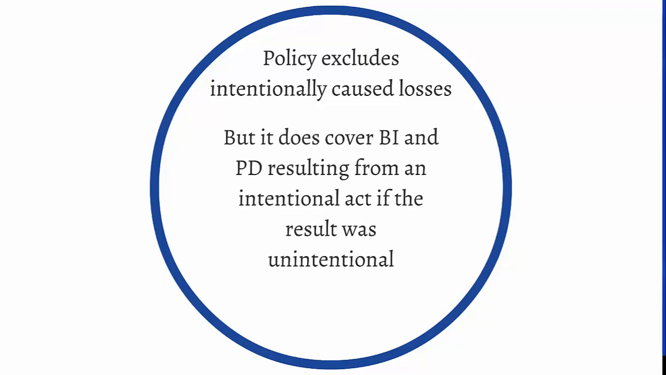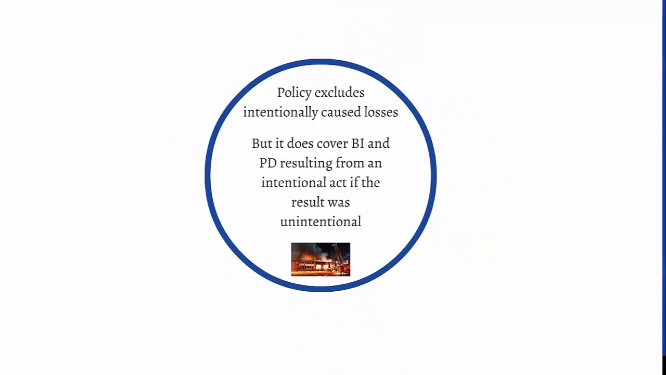The policy excludes intentionally caused losses, however, but it does cover bodily injury and property damage resulting from an intentional act if the result was unintentional, as we discussed in the last video. An example might be if a contractor is working on a building and the contractor uses a torch which starts a fire. Even though the starting of the fire may have been intentional, it certainly wasn't intended that it resulted in the damage to the property at large. However, if the act was an intentional act of arson, this of course would be excluded.